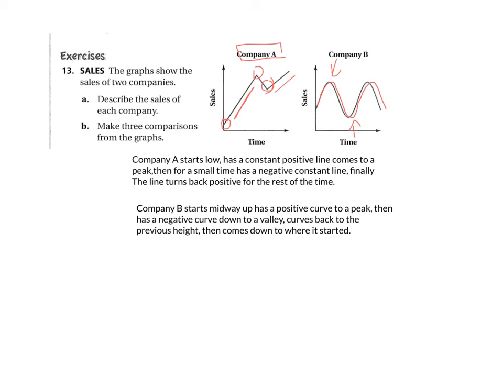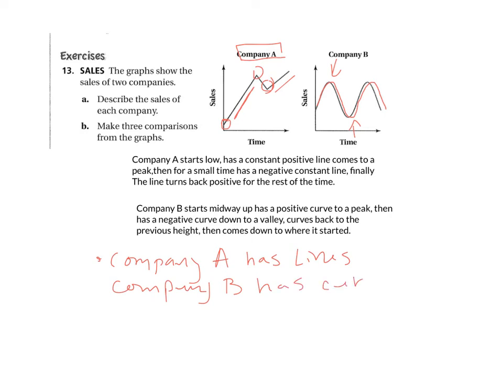Part B says make 3 comparisons from the graph. Well, 3 comparisons that I would put in, maybe the first one is kind of the obvious one. Company A has lines. Company B has curves. So there's my first comparison.